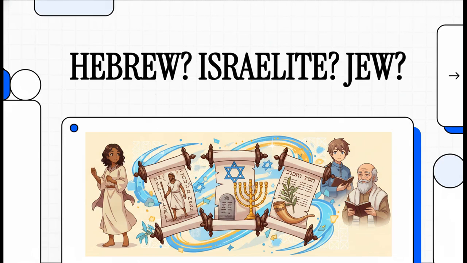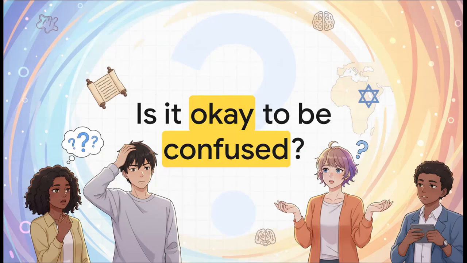Okay, so if you've ever spent some time reading the Bible, you've probably noticed something a little confusing. God's people get called a few different things, right? Sometimes they're Hebrews, sometimes Israelites, and other times Jews. And you might be sitting there thinking, wait, what's the difference? Are these different people? And you know what? If you've ever felt a little mixed up by that, that is totally okay. It's a really common question, and honestly, we're going to clear it all up right now.